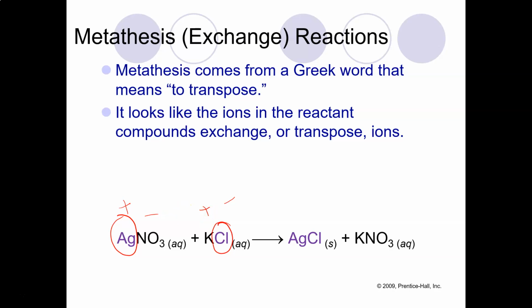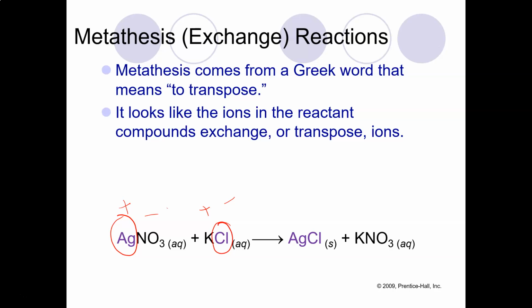Now, there's only one correct way to do this. A negative charge and a negative charge cannot make an ionic compound, right? We spent a lot of time in chapter 2 figuring out how to put ions together to make neutral compounds. You can't forget that.